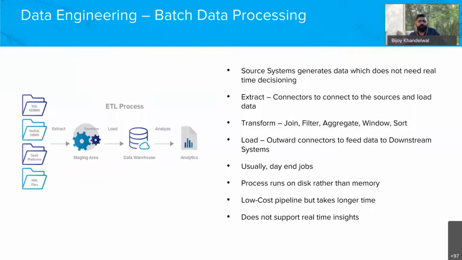These are low cost pipelines, and they take longer time. But anyway, you have to run the job overnight and see the result in the morning, so it doesn't hurt you. The only thing is these are not made for real-time insights. But yes, there are use cases where you have to use batch data processing to save cost, actually to use it optimally.